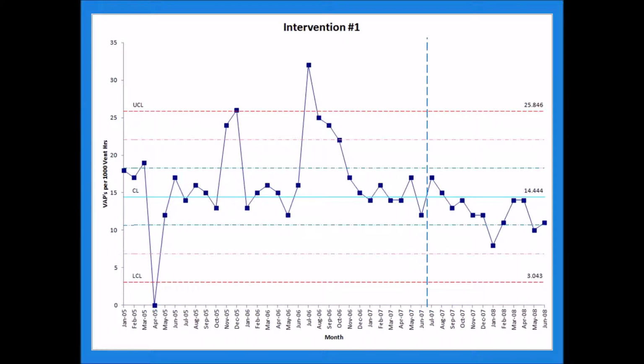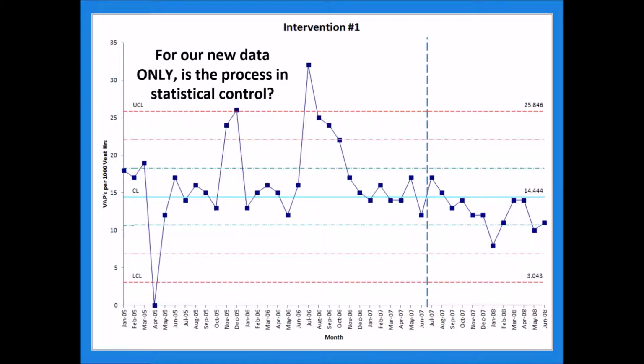In the case of our ventilator-associated pneumonia project, once the team had gotten rid of special cause variation initially, they then made an intervention, which is represented by the vertical dotted line in this graph. After that intervention, look at that data and tell me if that process is now in statistical control. It's not. You can see if you look at your cheat sheet that we're violating one of our rules.